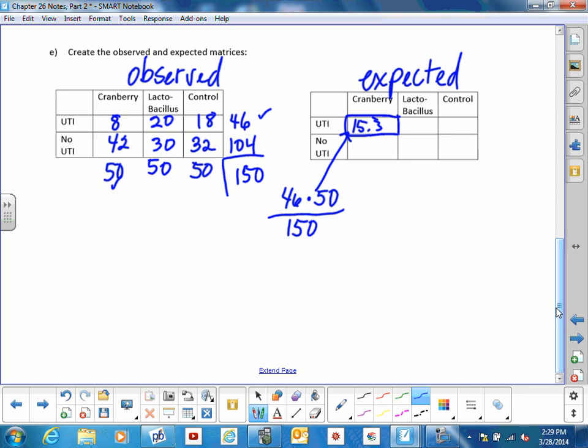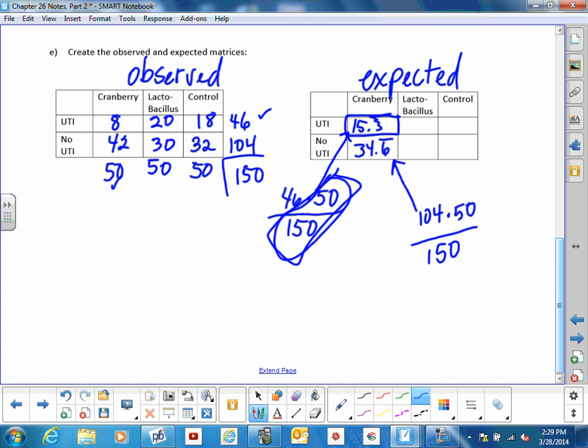Okay, and then, of course, you can get this one by subtracting 15.3 from 50. This is a repeated value, by the way. And you get 34.6 repeating. You also could have gotten that number by doing 104 times 50 divided by 150. Okay. And do you see that's happening? Because the 46 that got the urinary tract infection were one-third of the total in that case.